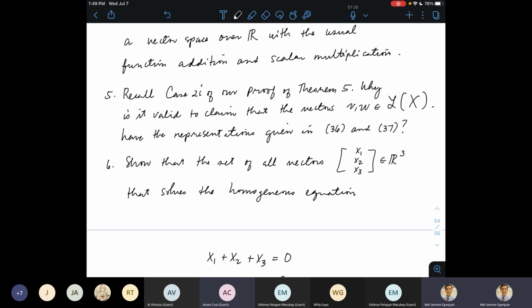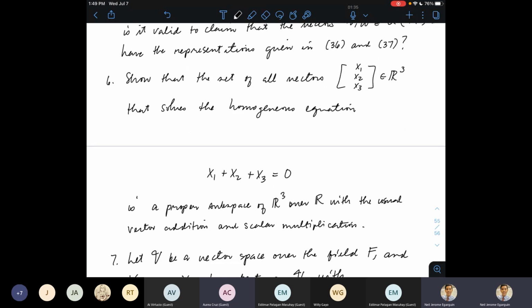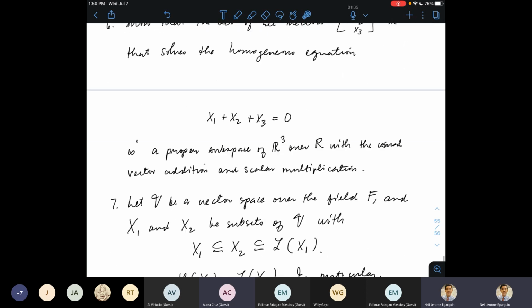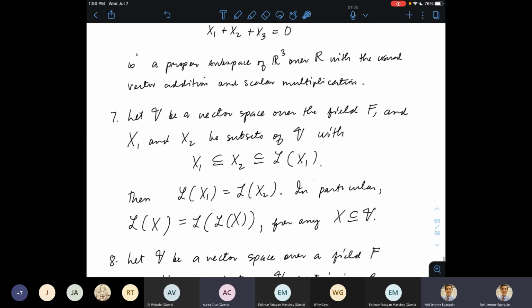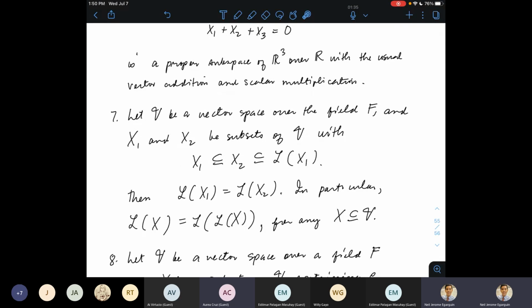And then problem 6, I think this is also straightforward. You want to show that this is a proper subspace. That means you use Theorem 3, closure under addition and scalar multiplication. But you need to mention that it is not trivial and it is not the entire R3. Okay? Okay, sir.